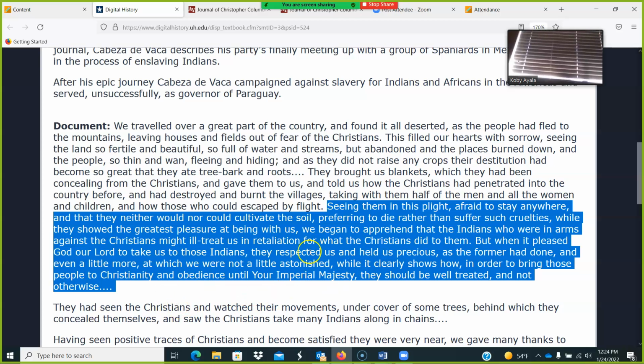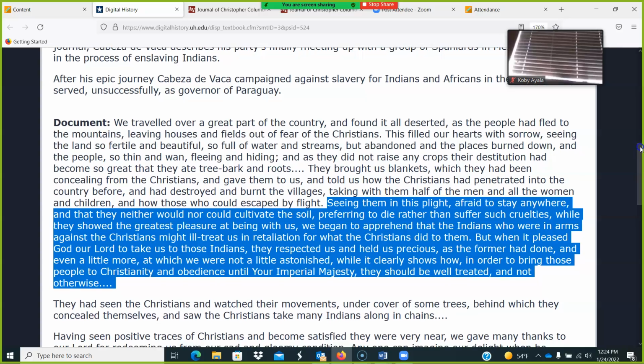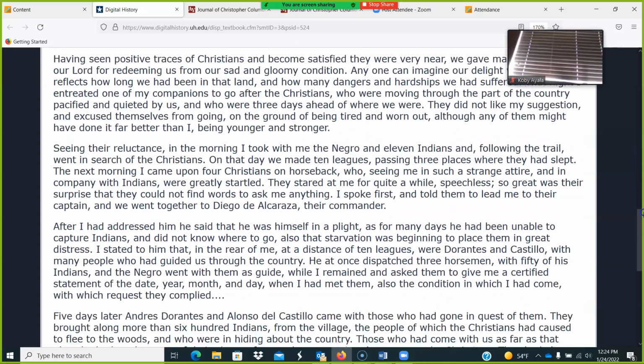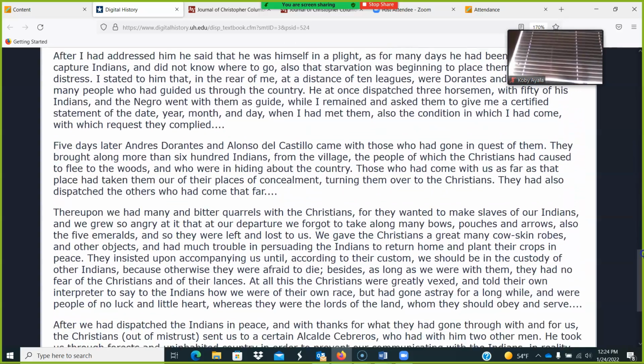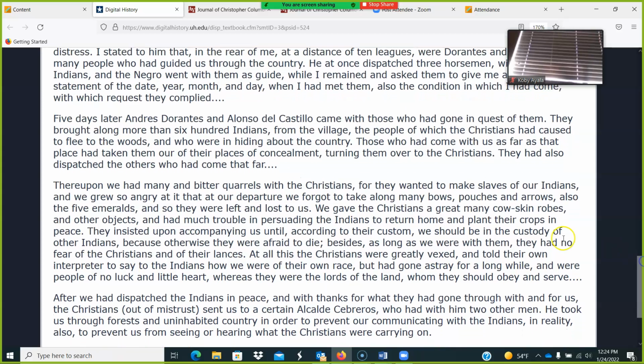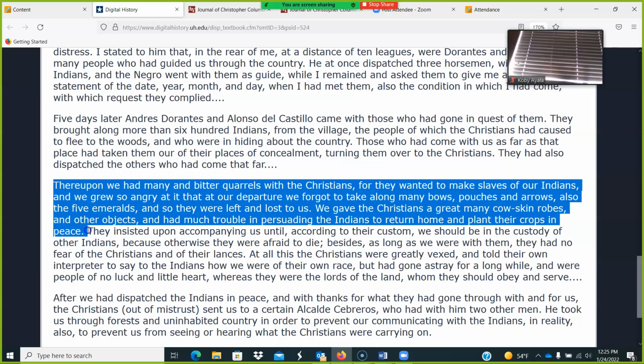Great. So that's wonderful. I'm going to skip us down just a little bit. And I'm going to have us read this paragraph together. Someone who has not read, please read the first part of that paragraph. It starts with "thereupon" and ends with "peace." Someone who hasn't read yet.